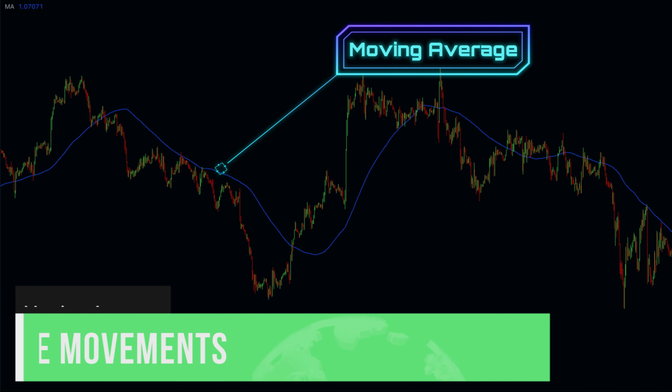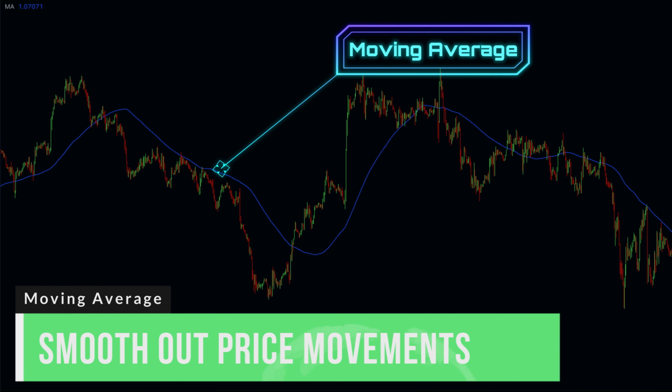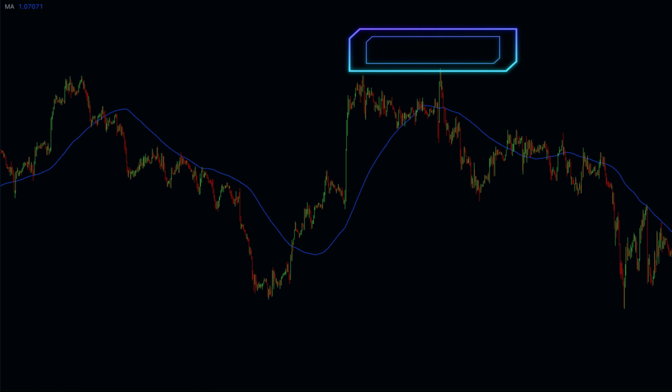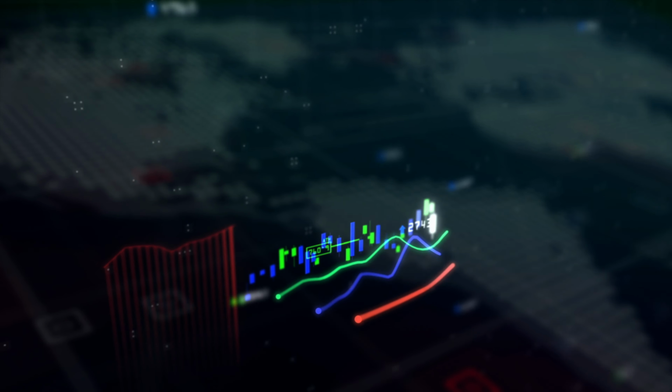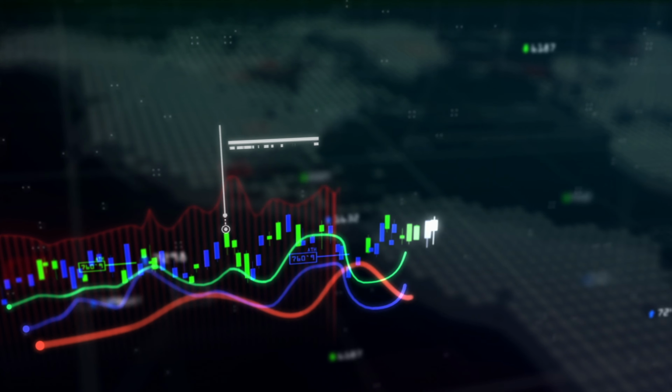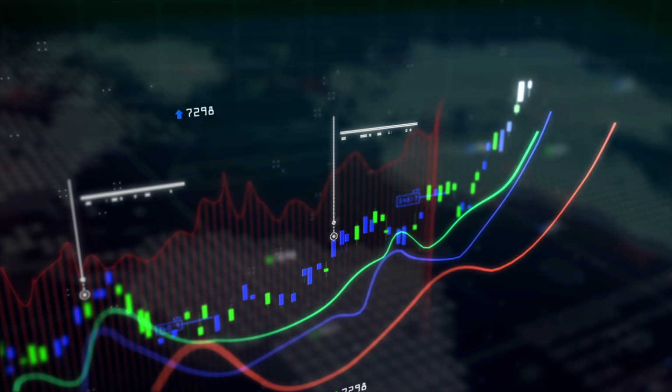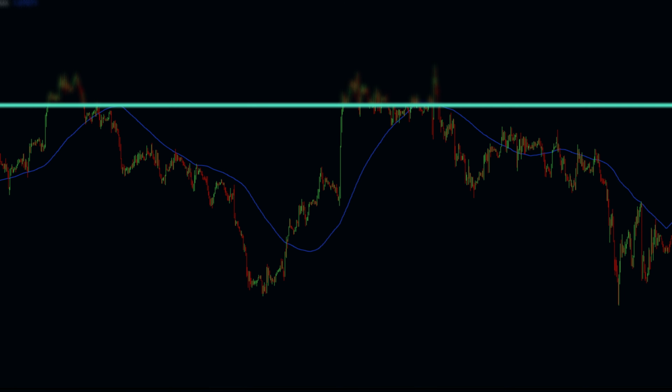So let's begin. A moving average helps smooth out the price movement over a specified period and creates a smooth moving average line on the chart. By using the moving average, the impacts of random short-term market noise on the price are taken away, and you are left with a clean moving average line that can show the actual trend direction.